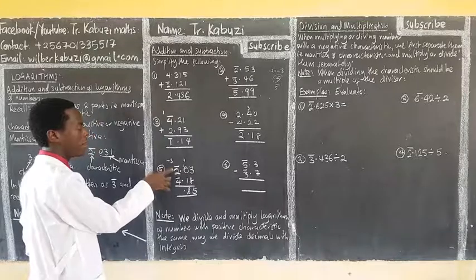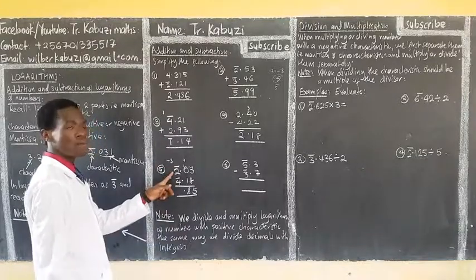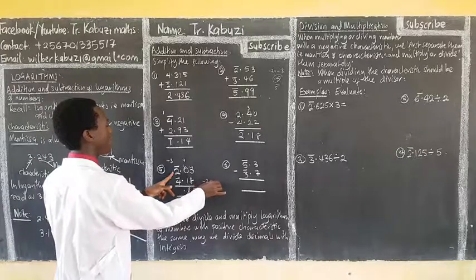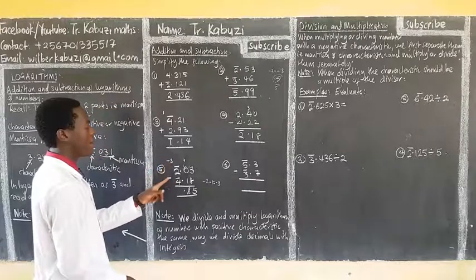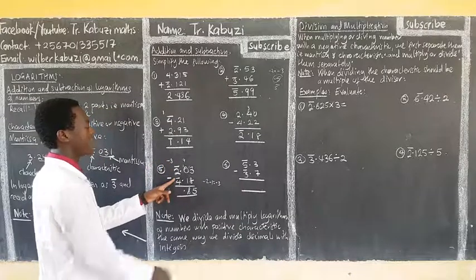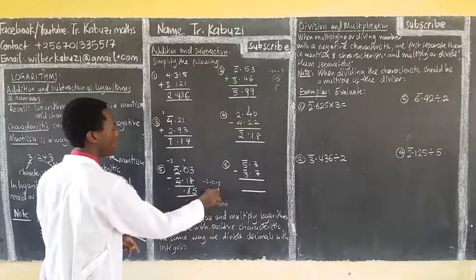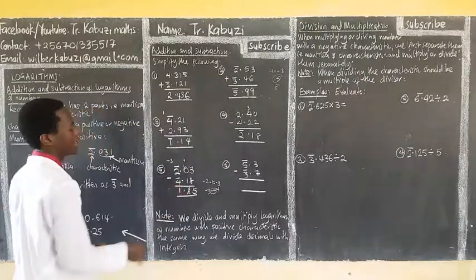Now, here remember we borrowed. If we borrow now, we reduce by 1. So we reduce negative 2 by 1. So you have negative 2 minus 1, which will be negative 3. That's why I have here negative 3. So, negative 3 minus minus, I have now negative 3 minus negative 4. This will be now a positive 1, which will be 1 like that.